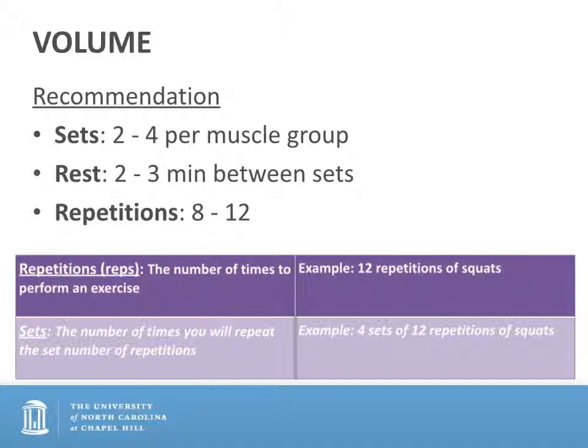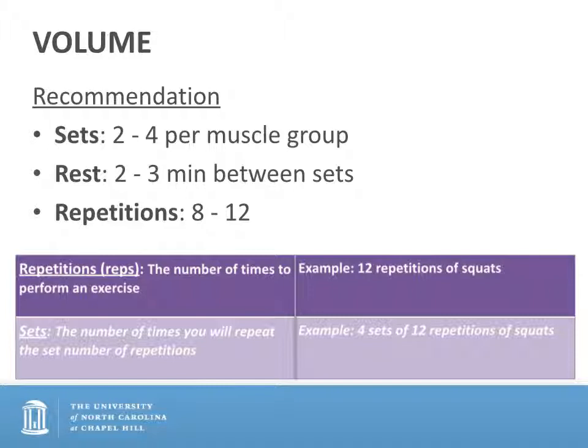These exercises should be performed for 8 to 12 repetitions. The intensity of resistance training and the number of repetitions are inversely related. That means that if you are lifting a weight that is very hard for you, or a higher percentage of your 1 RM, then you would perform less repetitions, let's say 6 to 8.